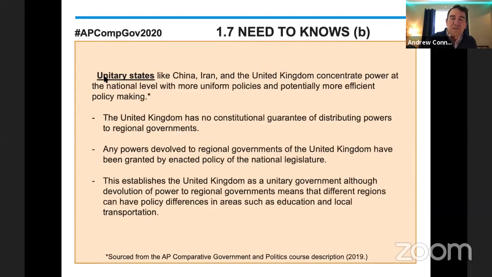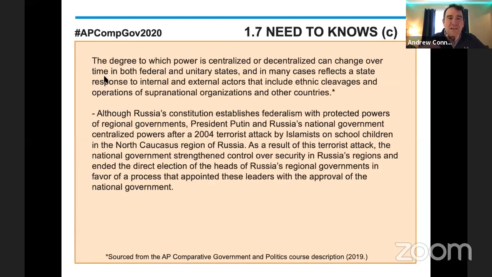Similarly, Russia is a more federal government, but it certainly tends to veer towards the more authoritarian side, even though it's federal. I'll give some examples of that right here. With Russia, the degree to which power is centralized or decentralized can vary in federal and unitary states. And in many cases, that variance can be based on different ethnic cleavages and also how that country is operating with supranational organizations.